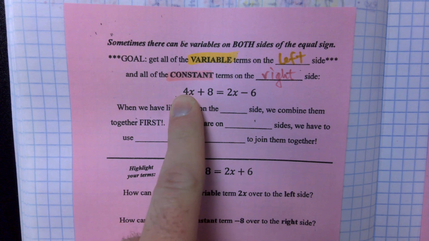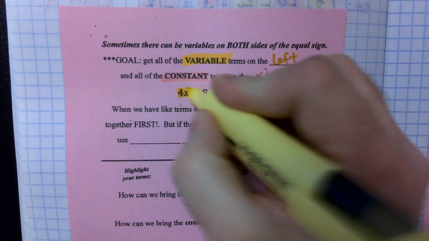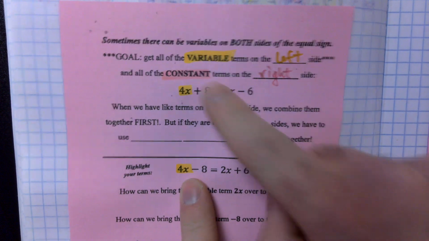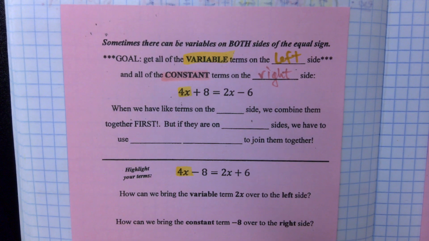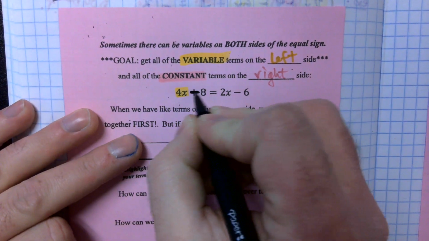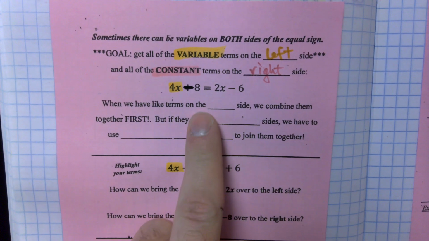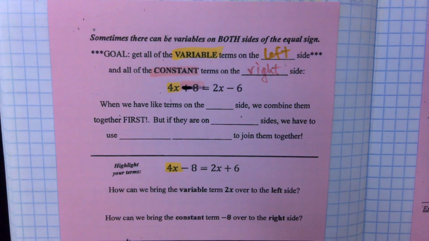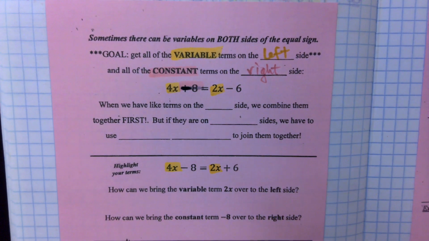What type of term is 4x? Variable or constant? Variable. What type of term is... Ooh, wait a minute. What's wrong with this? This should be minus. Sorry. This should be 4x minus 8. My bad. What type of term is -8? Variable or constant? Constant. It's just a number. What about 2x? Variable or constant? Variable.